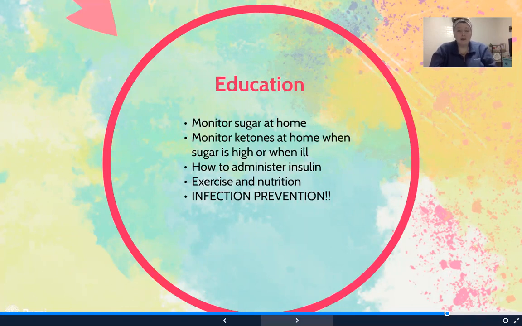They need to know how to administer their insulin. If they're not going to eat right and not exercise, they at least need to be taking some preventative and getting some insulin to help combat that hyperglycemia. Exercise and nutrition, those are really good alternatives that involve no pharmacologic intervention at all. And then infection prevention. Like I said earlier, infection can increase their blood sugar.